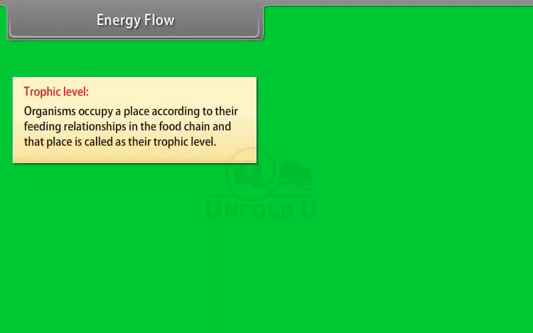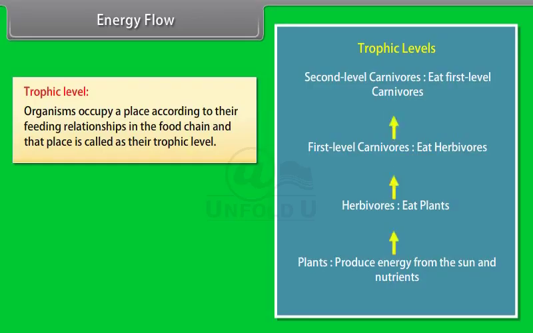Energy flow. Trophic level. Organisms occupy a place according to their feeding relationships in the food chain, and that place is called their trophic level. Plants that produce energy from the sun and nutrients are the first trophic level. After that, herbivores that eat plants are at second trophic level.